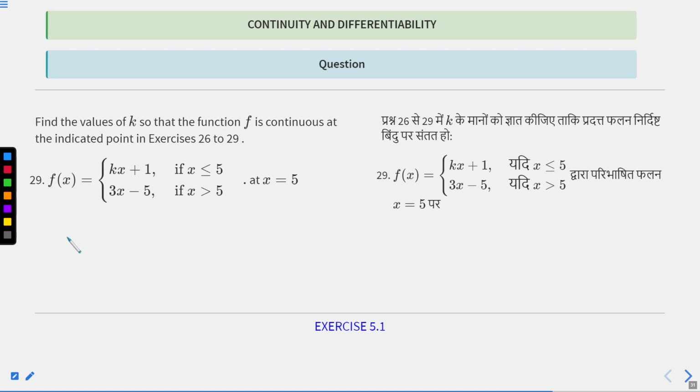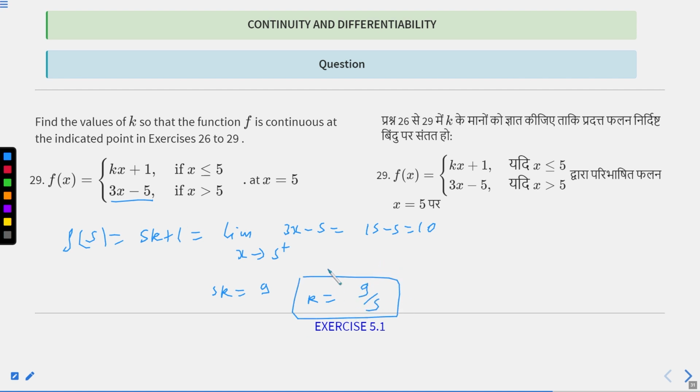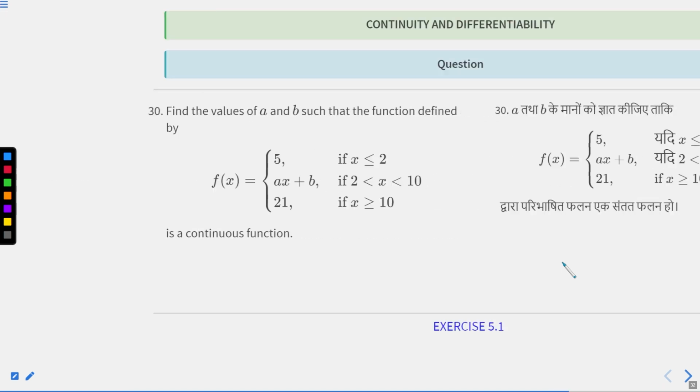Now for this, f of 5 will be what? As you can see, 5k plus 1, and this will be the same as the limit as x tends to 5 from the positive side. You have to use this. So this will be what? 15 minus 5, which means 10. This means 5k equals 9, k equals what? 9 by 5, as you can see. Okay, easy problems. Okay, let us move to next.